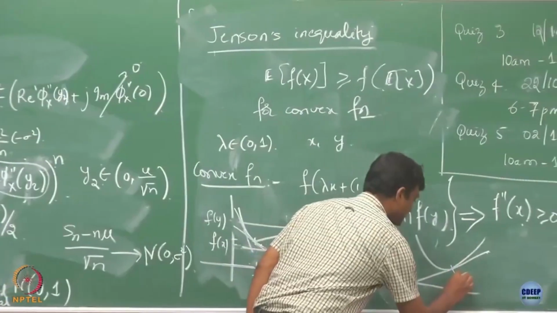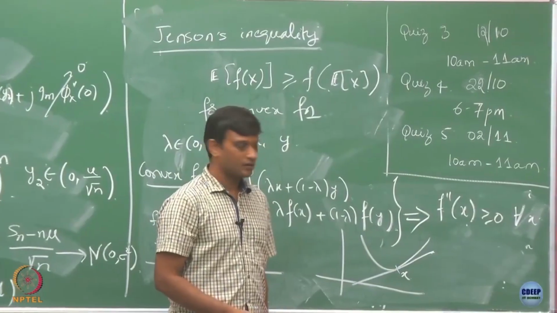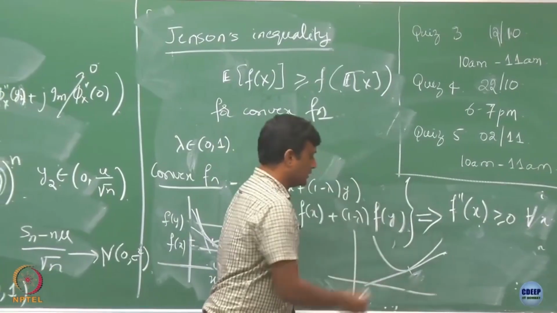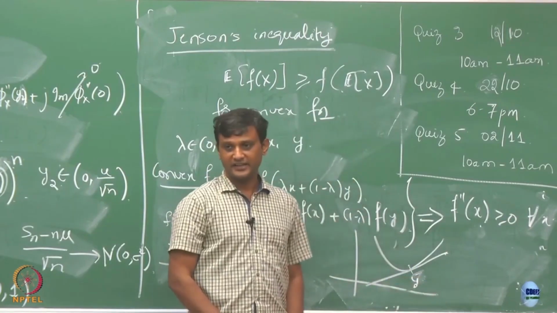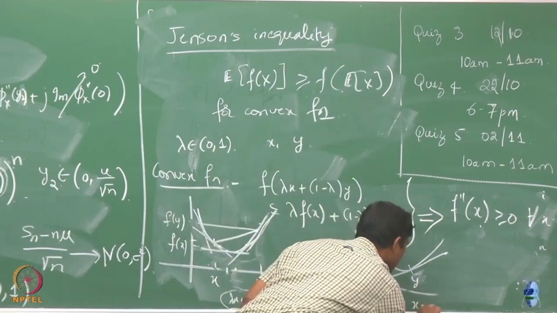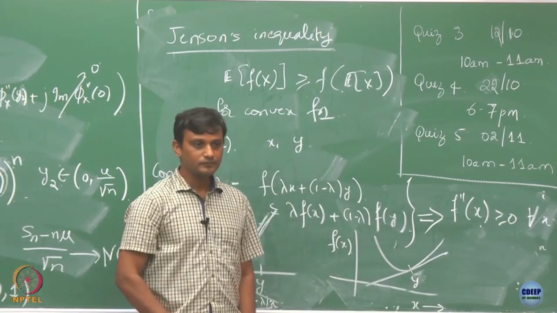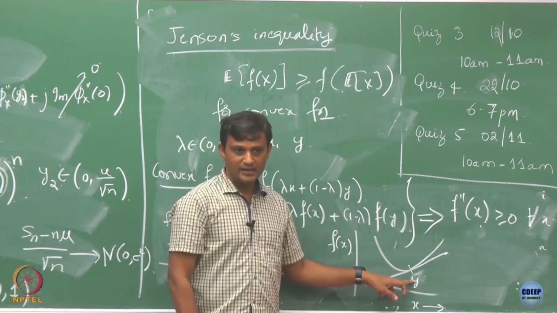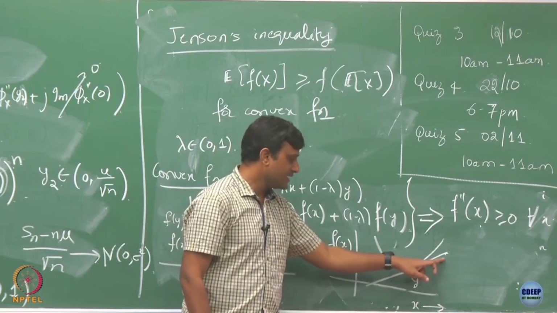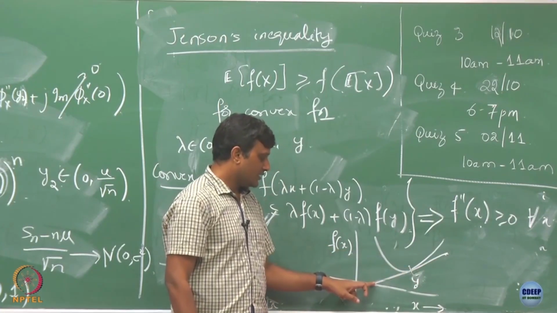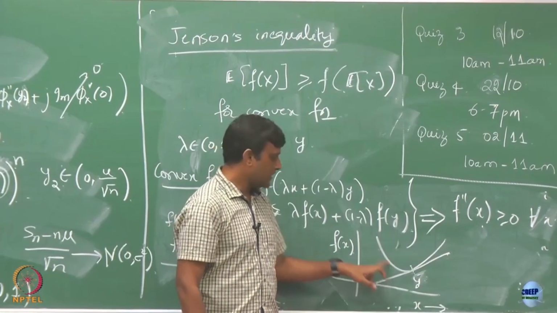So take a point x, some point. Let me take this x, let me take this y. So this is x and this is my function f of x. At a given point y, I can draw a tangent here, that means this line here is a lower bound on my function, right.